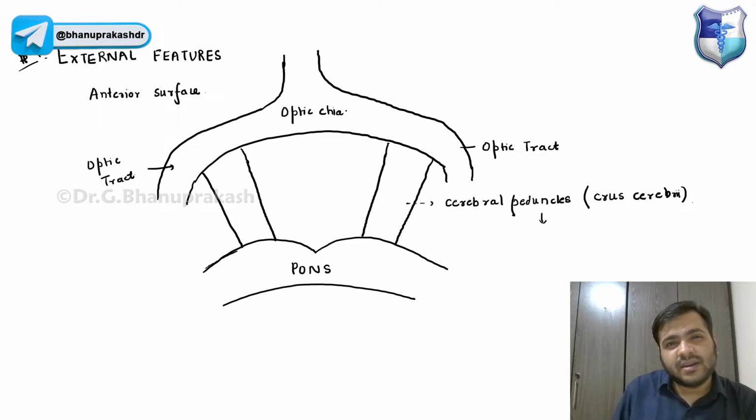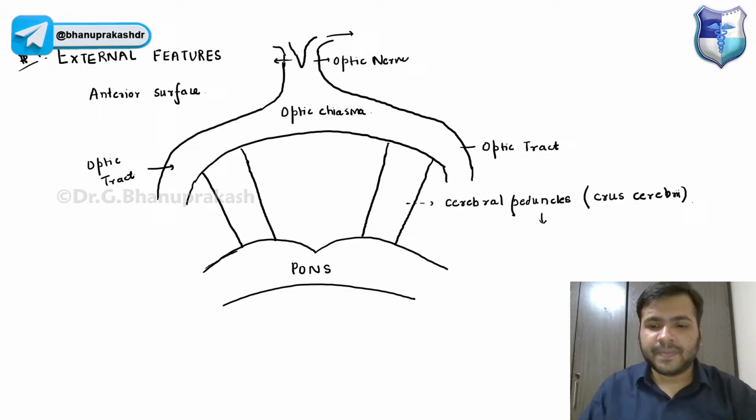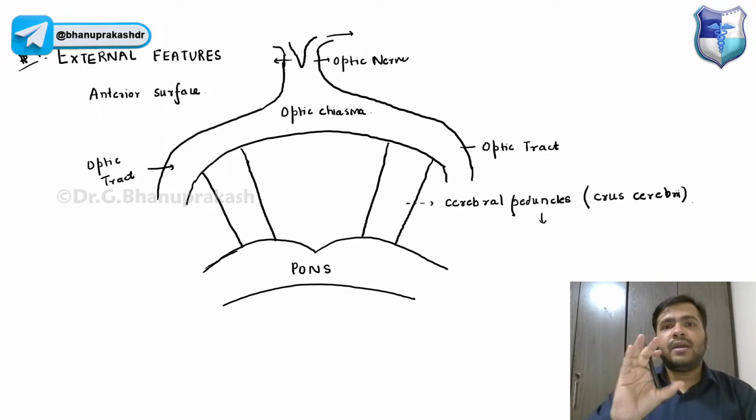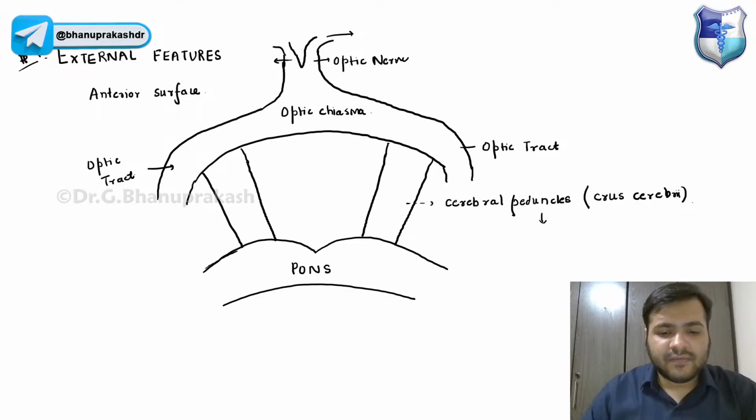More posteriorly, guys, it is the optic chiasma. And over here we will be having these nerves which are coming from the eye. These are called the optic nerves, the two optic nerves, guys. So that is something which you all need to know as of now, right?